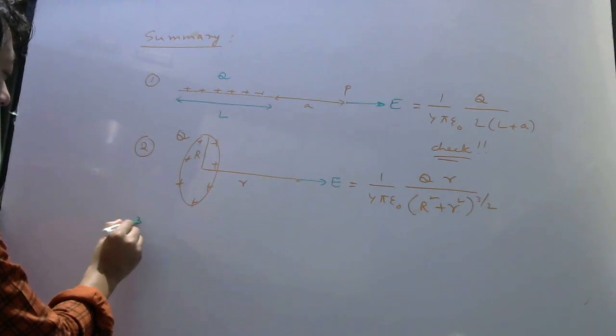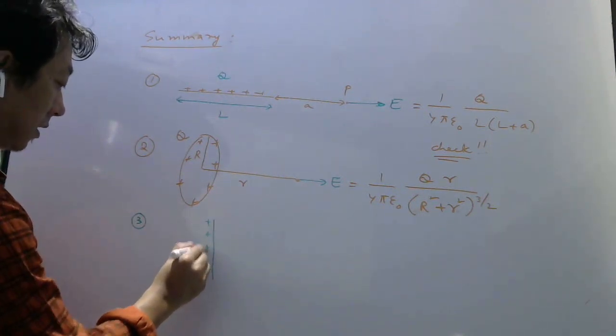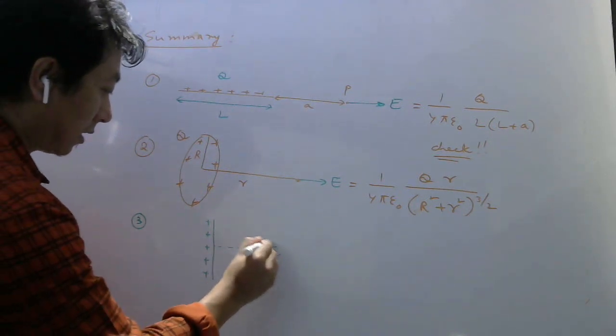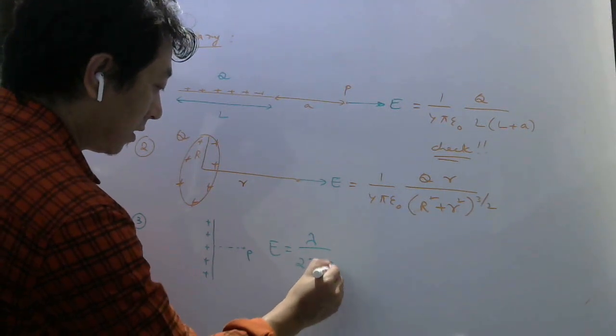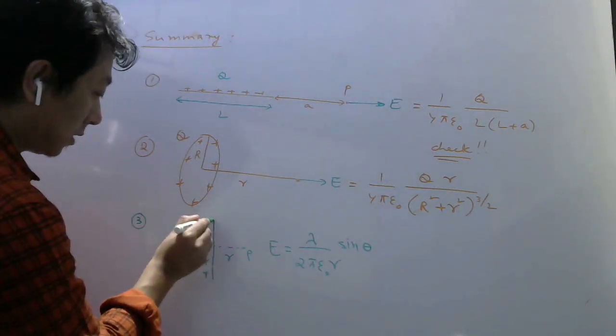And the third one was, I took a line charge like this. Then at the bisector, if I ask, electric field is lambda divided by 2 pi epsilon naught r, this r into sine theta. What is theta? This angle.